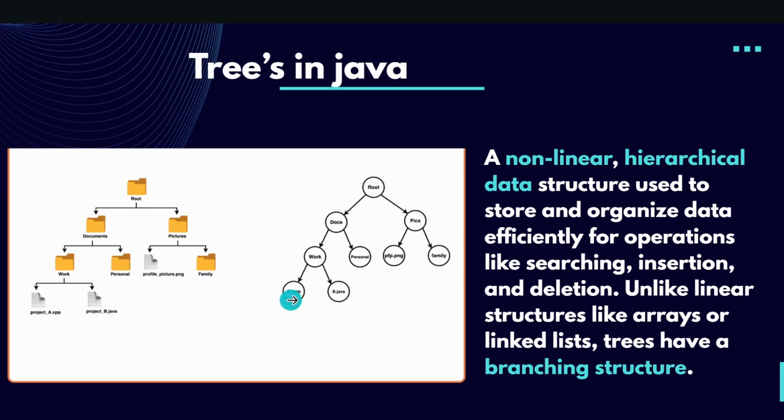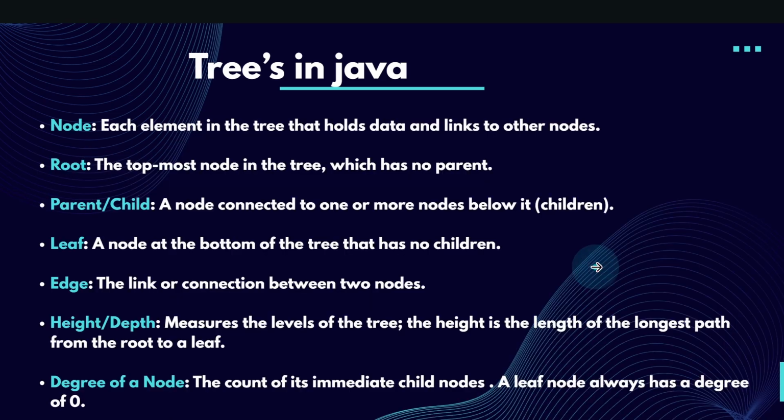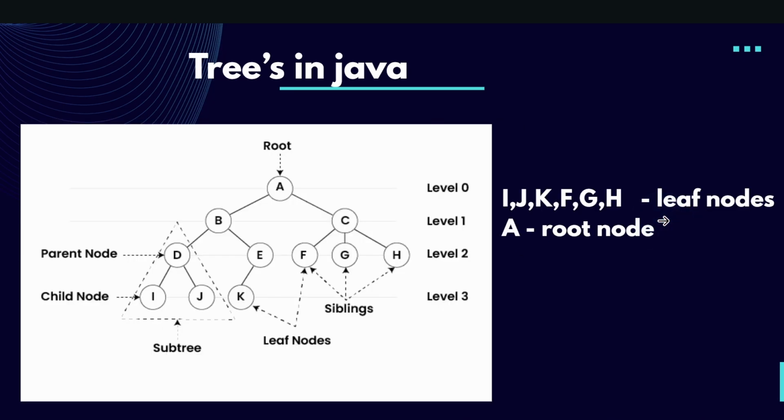So you can see these are known as leaf nodes. Height and depth are known as the length of the tree, what is the depth of the tree, and what is the degree of a node. So the count of its immediate child nodes, the number of child nodes, is known as the degree of a node.